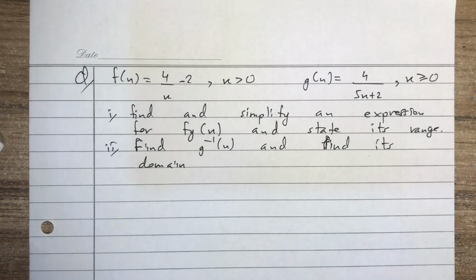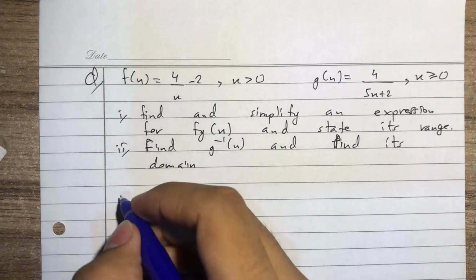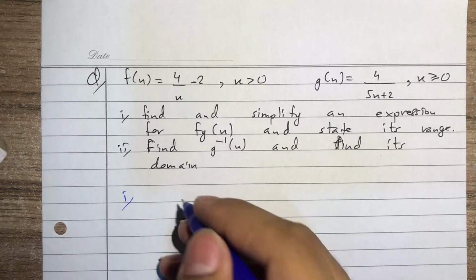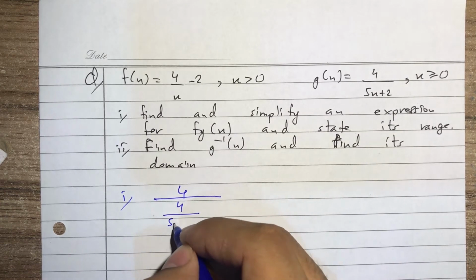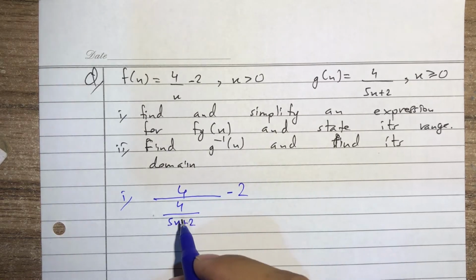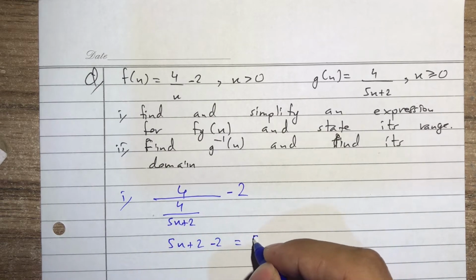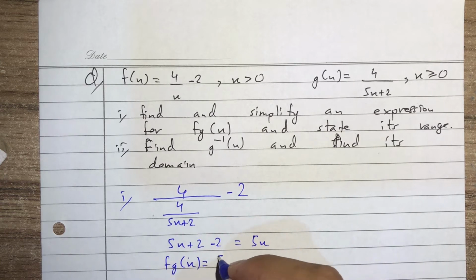Next question, they've given us fx and gx, right, as two rational functions, and they're saying find and simplify an expression for fgx and state its range. So what will be fgx means we're inputting g into f, so 4 upon g, that is 4 upon 5x plus 2 minus 2, right? So 4 divided by this, it will be 5x plus 2 minus 2, that is equal to 5x. So fgx is equal to 5x.